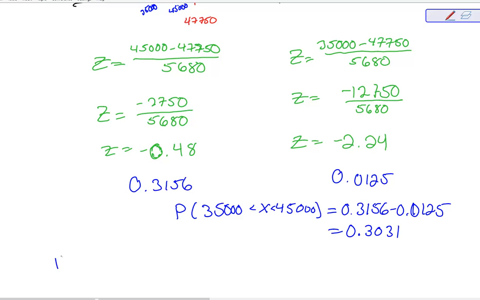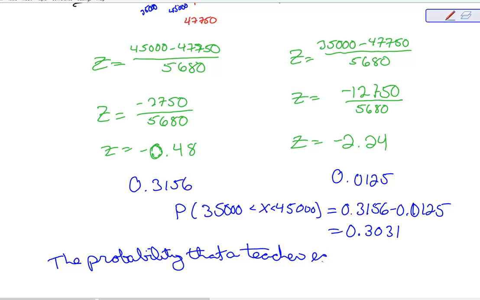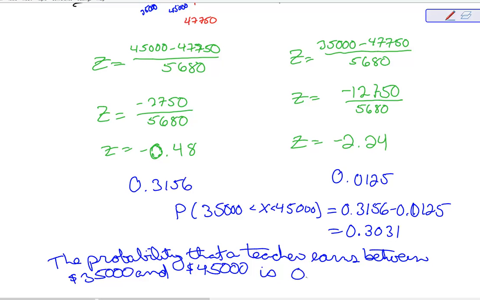So the probability that a teacher earns between $35,000 and $45,000 is 0.3031.